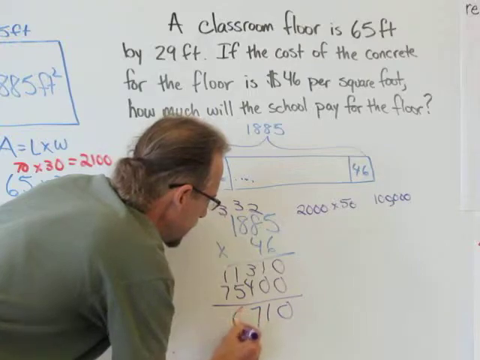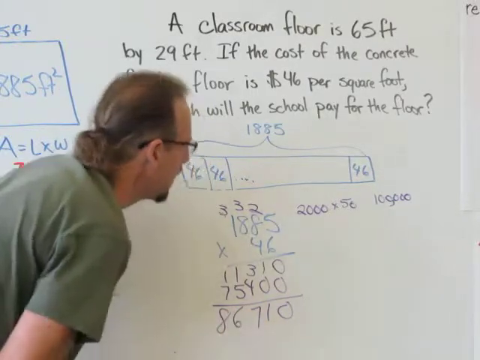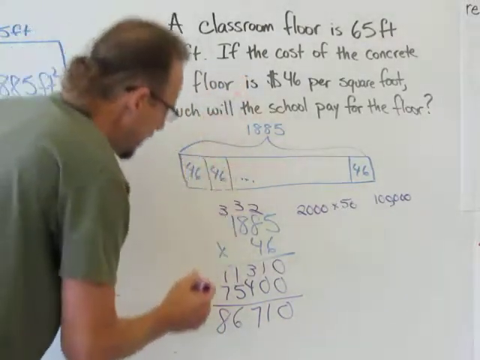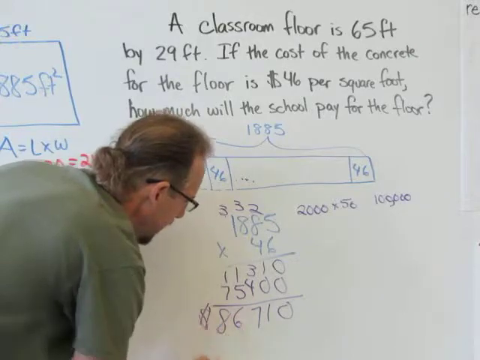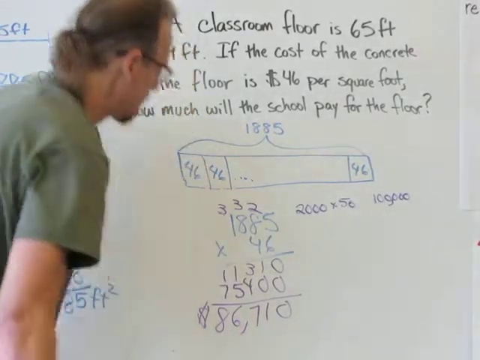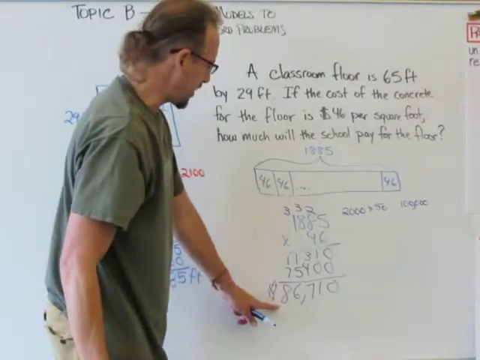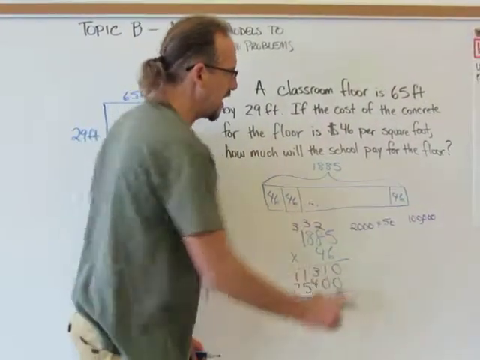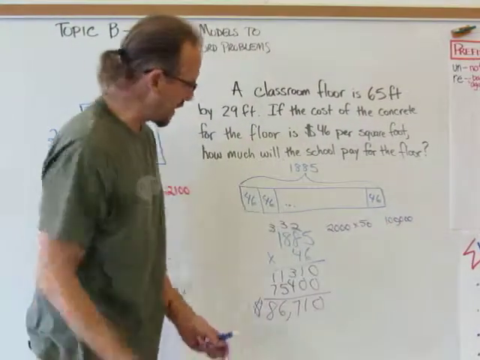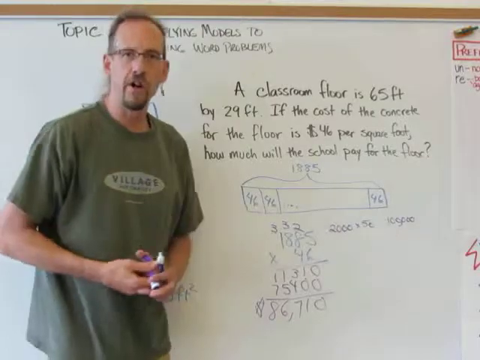And since we're talking about money here, I'm going to put my money sign in there. And I got $86,710. It is close to my estimate, so I know that that floor is going to cost that much.